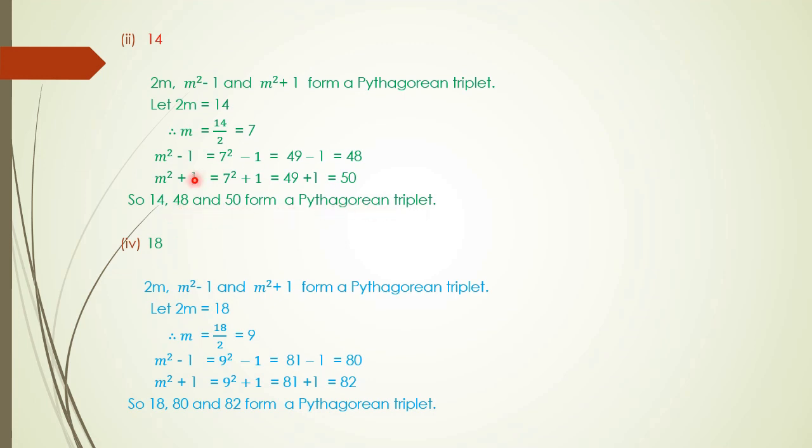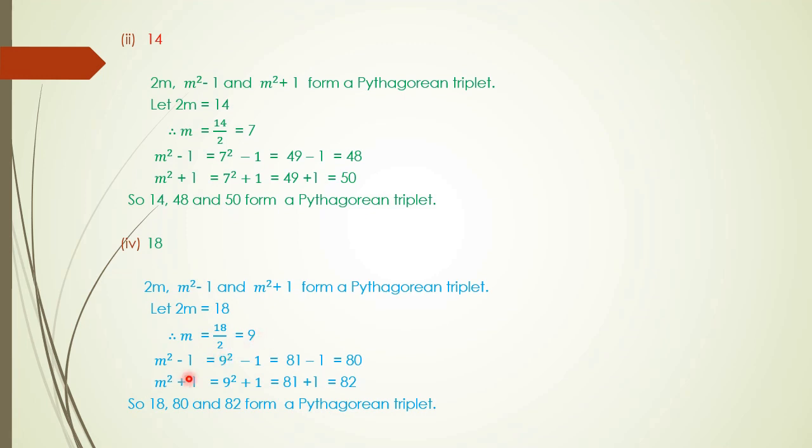Okay children. Now I do question number 4. Question number 3 you have to do as homework, because you can do it in the same method. It is not so difficult. 18. So our Pythagorean triplet is 2m, m square minus 1 and m square plus 1. So the given number we take as 2m. 2m is equal to 18. So m is equal to 18 divided by 2, which is 9.